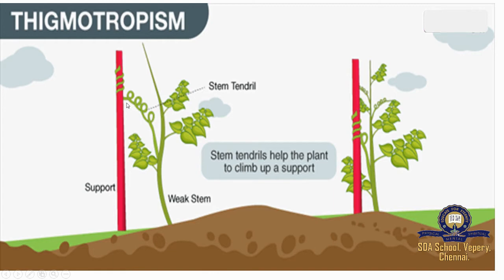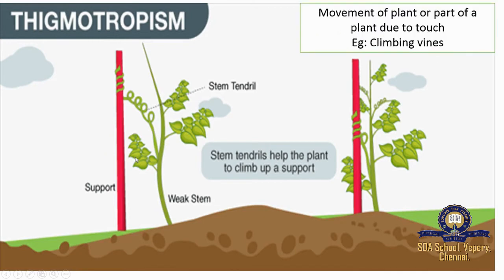So it needs a support to grow. It moves in the direction of the solid object. There is a support system. Yes. So plant movement in the direction of a solid that touches is called thigmotropism. For example, climbing vines. So this is the third type of tropism.